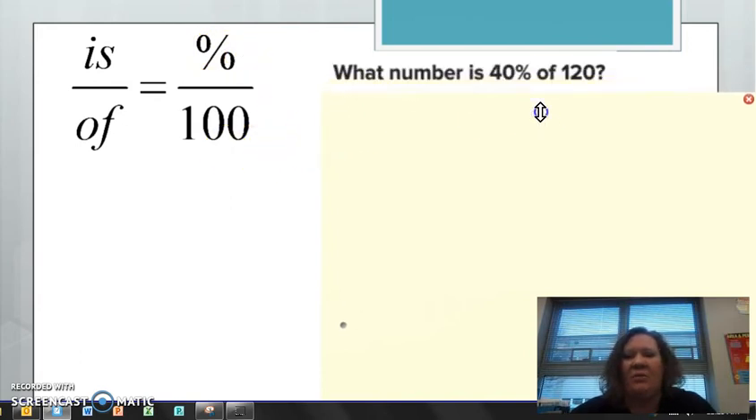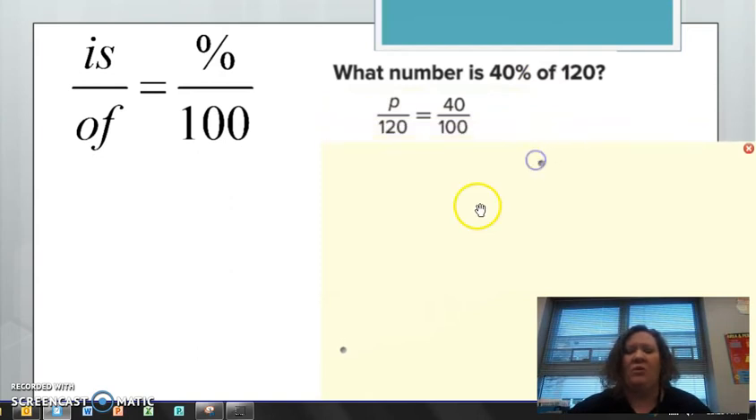But if we have a problem like this, sometimes it's confusing at first to realize, well, what's the part and what's the whole amount? So in this problem, what number is 40% of 120? I always look for the percent first. That's easy to do. You can put that on a fraction over 100. Now, 120 is the other number that we have. Is that closer to the word of, or is that closer to the word is? Well, if you look right here, it's right next to the word of. So we have our proportion.